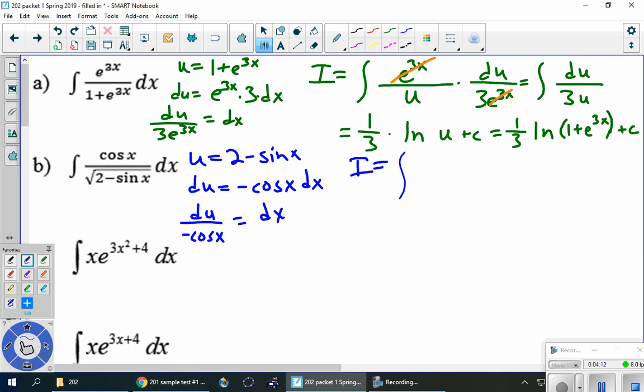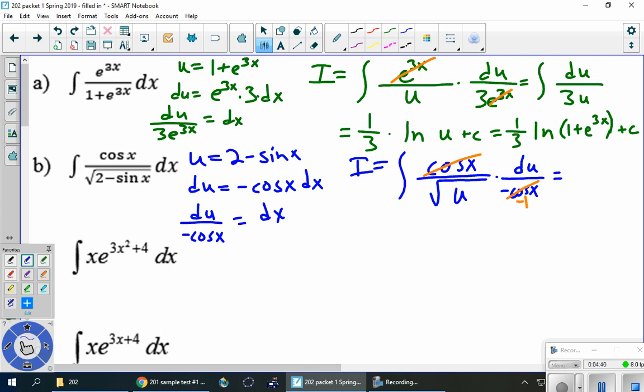Integral equals, all right, copying the cosine of x, copying the square root because we didn't deal with that yet, but now the 2 minus sine x becomes just plain old u. And then instead of times dx, we're going to put what we solved for, du over negative cosine x. And good things happen. Cosine x cancels with negative cosine x, so that's just a negative 1 down there at the bottom.